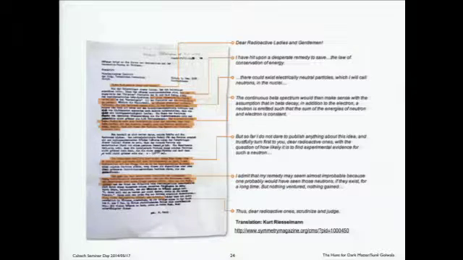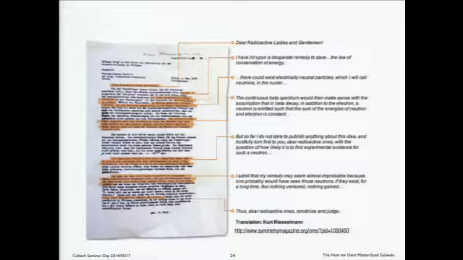It's titled, he's writing to a conference and he can't make it because he has to go to some sort of ball or event. And he says, "Dear radioactive ladies and gentlemen, I've hit upon a desperate remedy to save the law of conservation of energy." So he wants to keep the law of conservation of energy. He says, if there could exist electrically neutral particles, which I will call neutrons, these later came to be called neutrinos, they are not the neutrons that you think of in the nuclei, the continuous beta spectrum would then make sense with the assumption that in beta decay, in addition to the electron, a neutrino is emitted such that the sum of the energies of the neutrino and electron is constant. So you get to save conservation of energy.